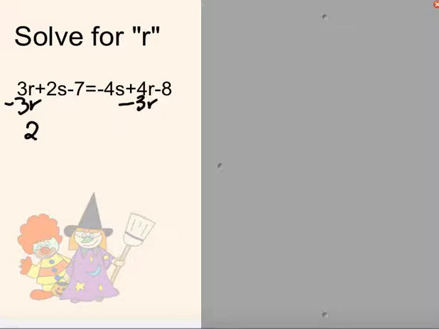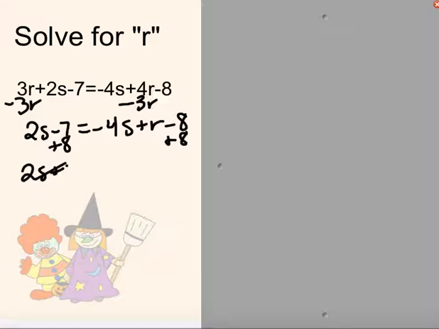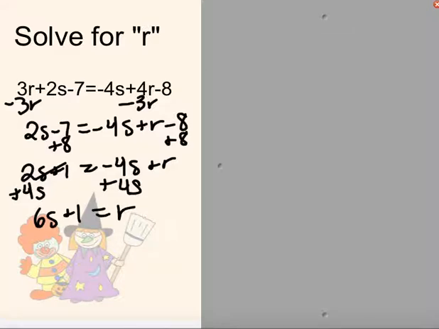So on the left side I now have 2s minus 7 equals negative 4s plus r minus 8. Now that we have all of our variables that we want on one side, let's get rid of everything else and move it to the other side. So that means I'm going to add 8 to each side. So I have 2s plus 1 equals negative 4s plus r. I'm going to add 4s, and I get 6s plus 1 equals r. And I have r completely alone.